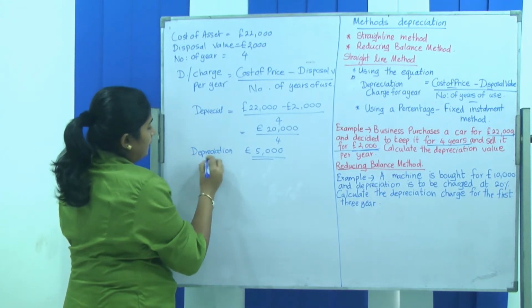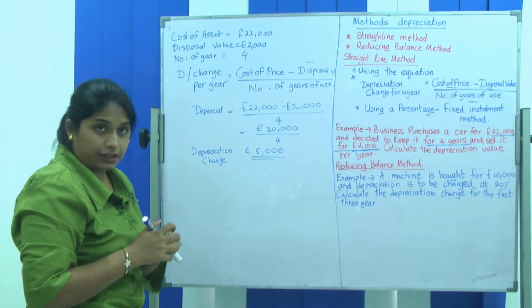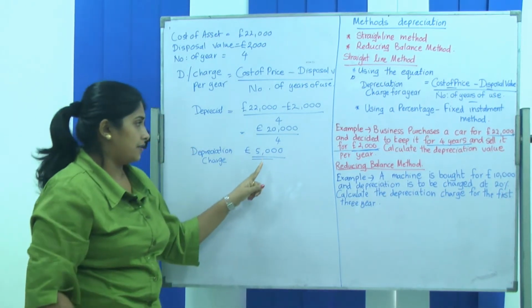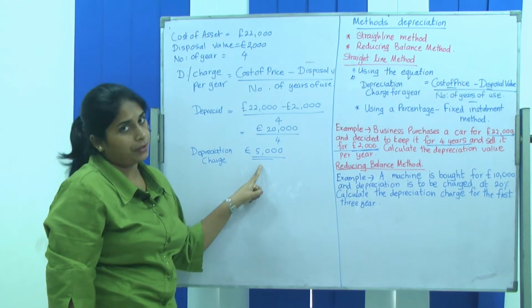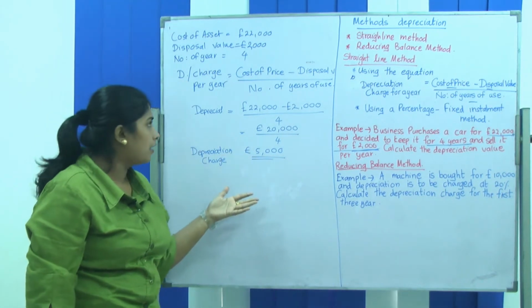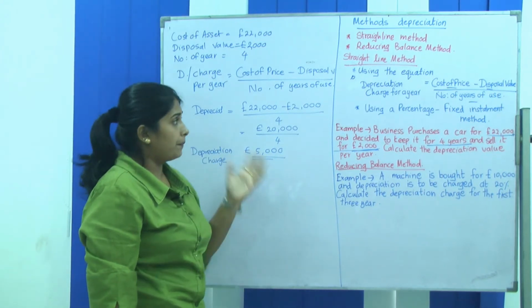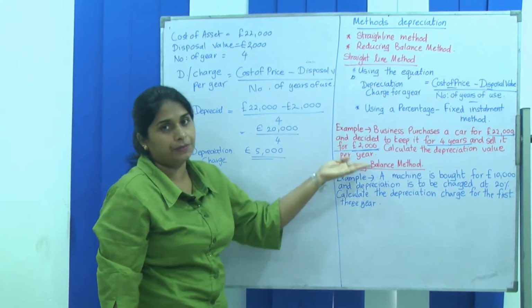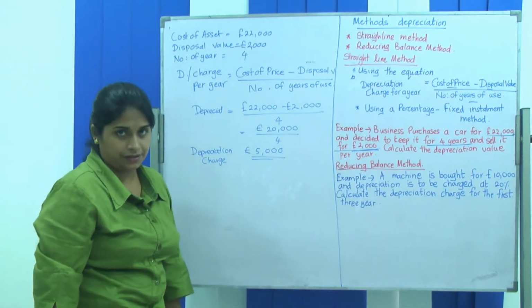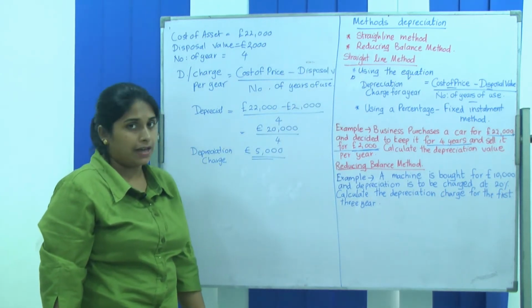That means while using the car for 1 year, the value of the car decreases by £5,000. So when you are using the straight line method, you have to keep in your mind that the straight line method means the same value will be continuously depreciated. That's the difference between the straight line and the reducing balance method.